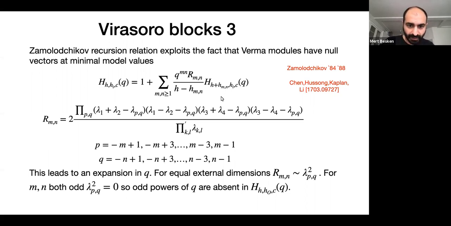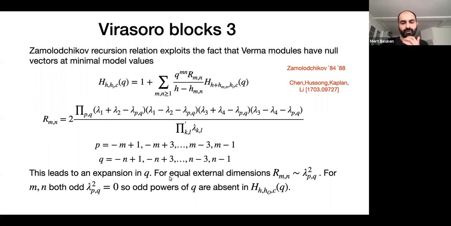And I think there is no first principle derivation of this, but it has been tested to very high order. And here I'm flashing to you these R_MN variables taken from these formulas from this nice paper here. And these lambdas are basically functions of C and H. So H1 is related to lambda one. And here I have given this P and Q, we are instructed to take a product over P and Q here over this range. And this leads to expansion of Q.